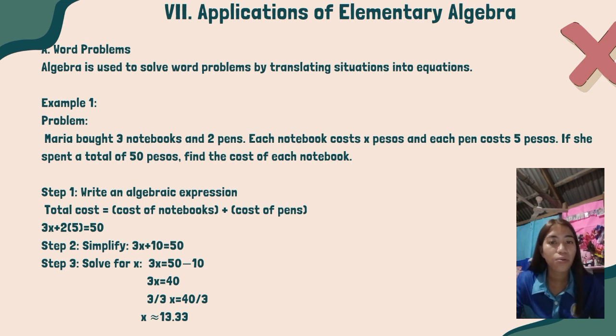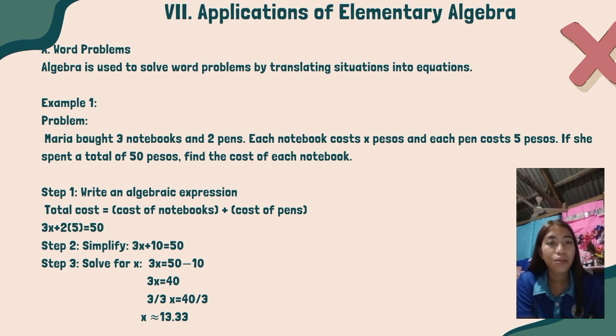Maria bought 3 notebooks and 2 pens. Each notebook costs X pesos and each pen costs 5 pesos. If she spent a total of 50 pesos, find the cost of each notebook. So first, step 1, we need to write an algebraic expression. What is an algebraic expression? Of course, a combination of numbers, letters, or variables, and the operation.